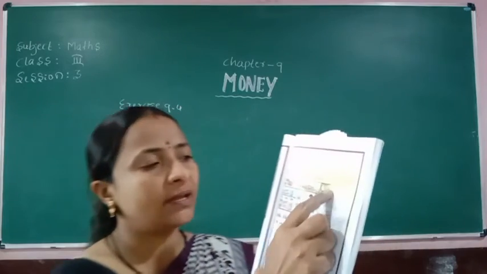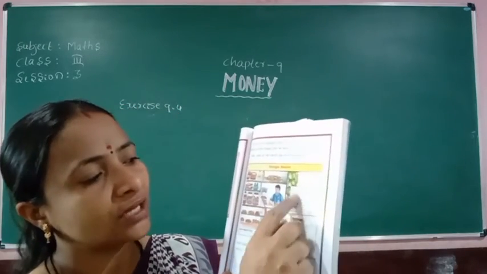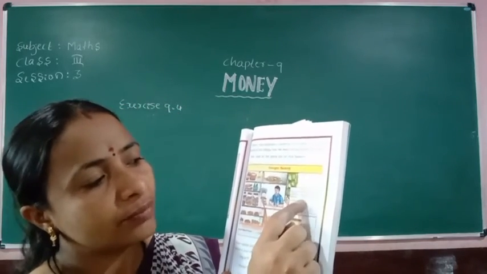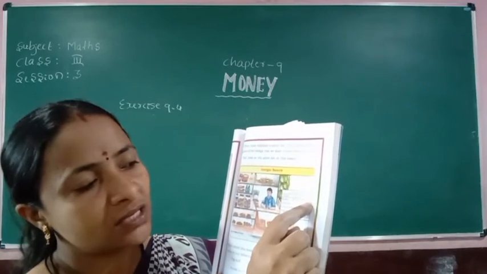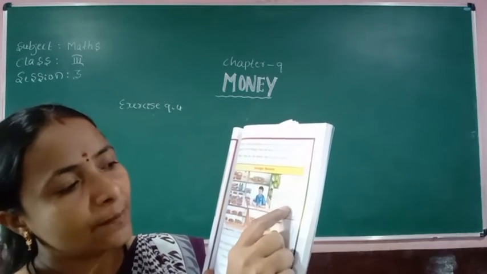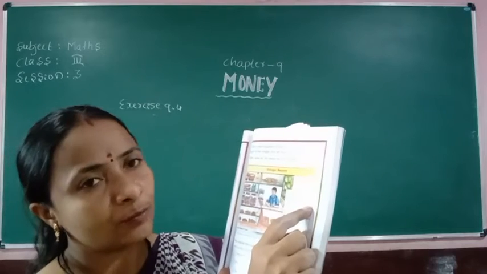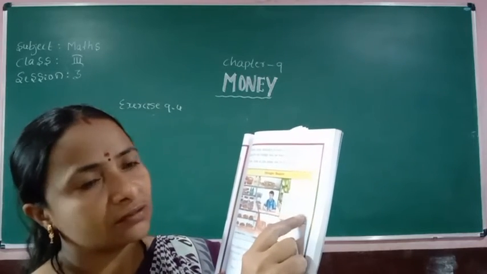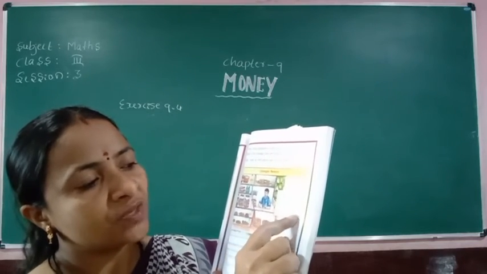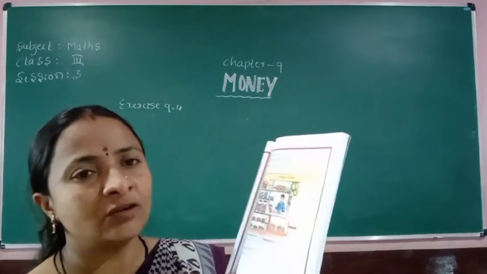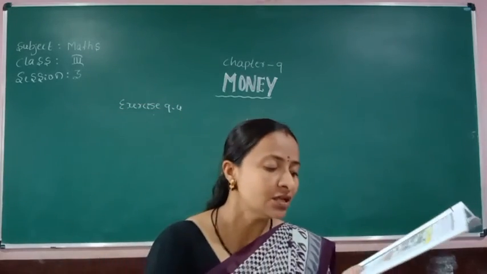So this is Iyengar Bakery, a bakery. They have mentioned here 1 pound of bread at 12 rupees, cupcake 5 rupees 50 paise, chocolate 2 rupees, veg puff 10 rupees, egg puff 11 rupees. So it is mentioned here.